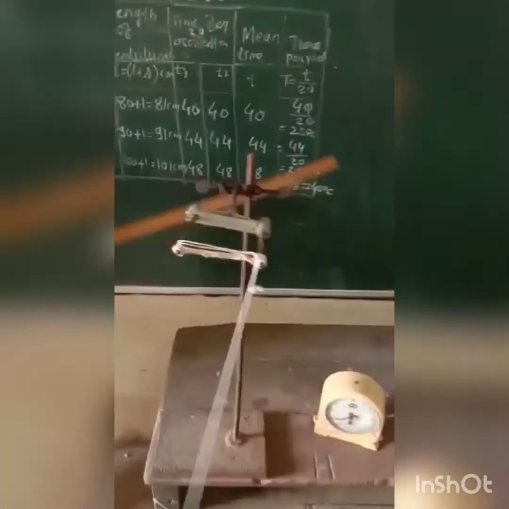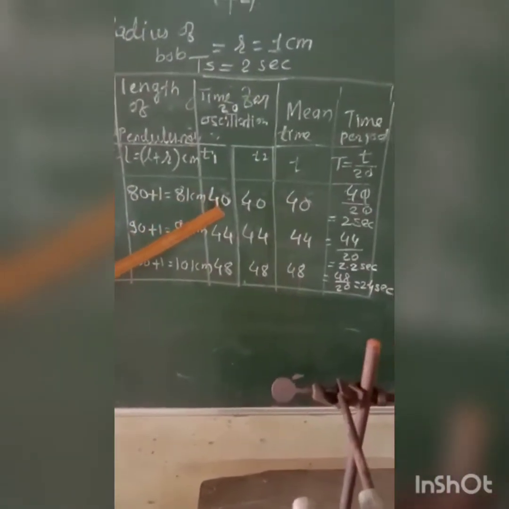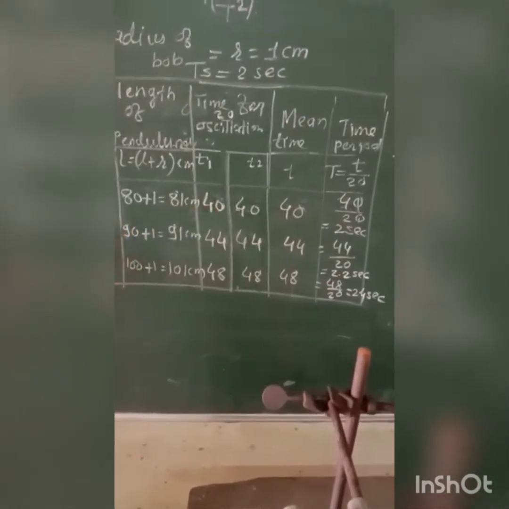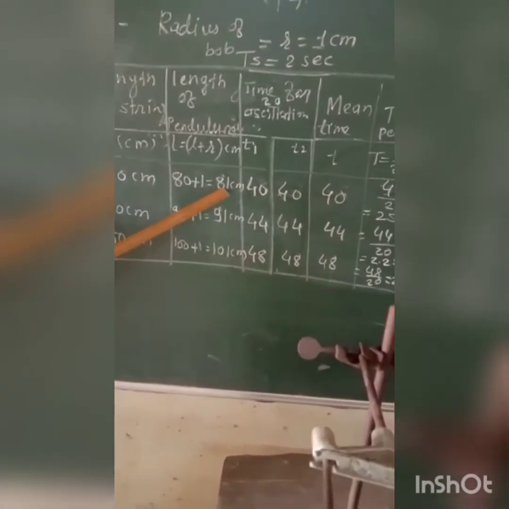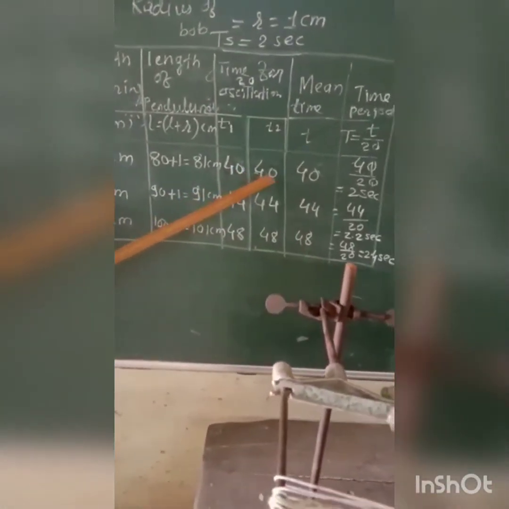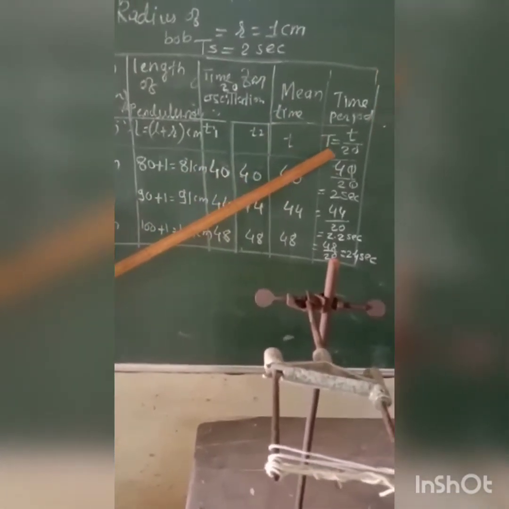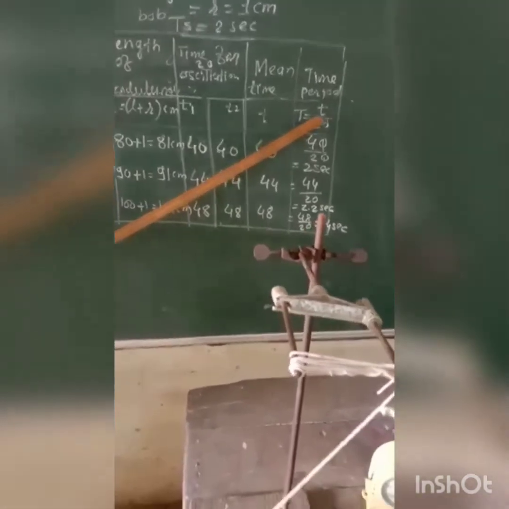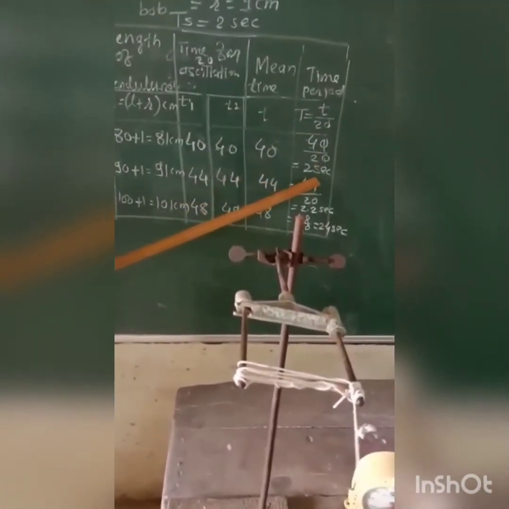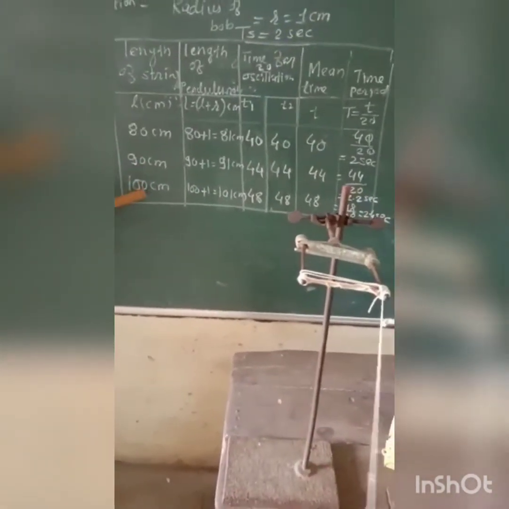So again, see the observation table. If you keep the length 81 centimeter, we got the time for 20 oscillations as 40 seconds. Repeat the same procedure for 81 centimeter and again we got the same time, 40. Take the mean of these two, we get 40. This is the capital T, time for 20 oscillations, and T by 20, that is 40 by 20, gives 2 seconds. Again, repeat the procedure by changing the length to 90 and 100.